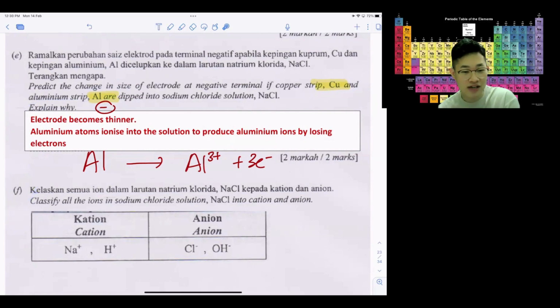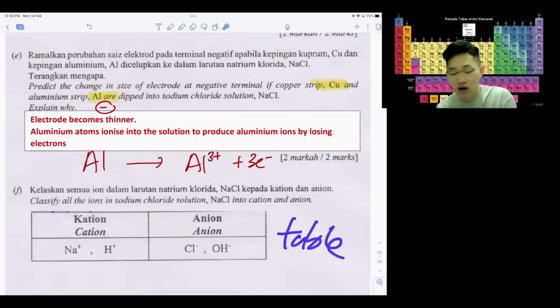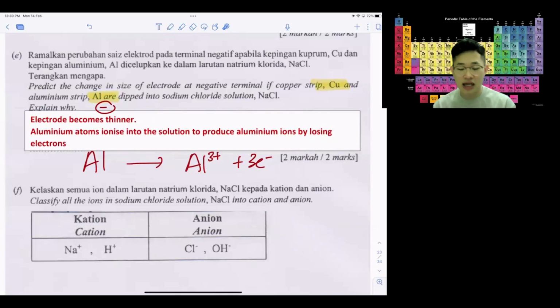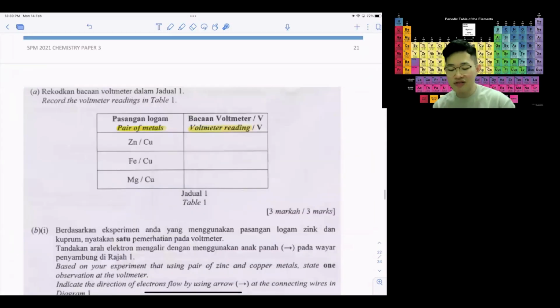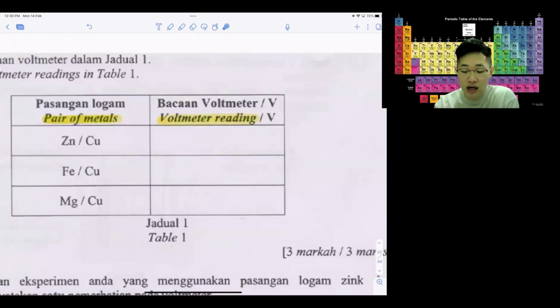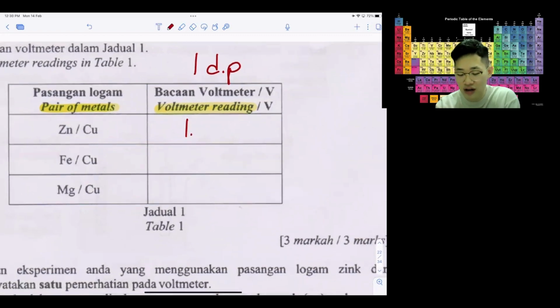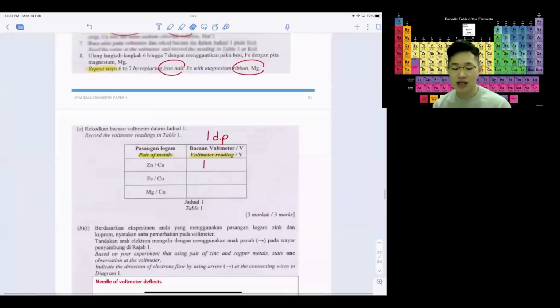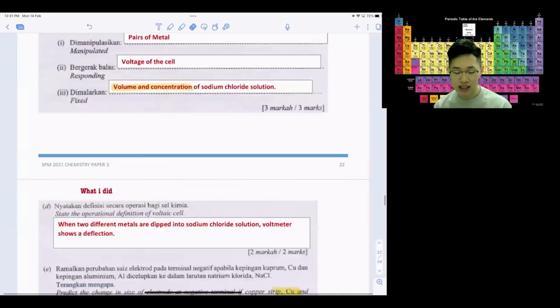Classification. Classify ions in the sodium chloride solution into cation and anion. Remember to draw a table for classification if the table is not given. And one more thing here. When you are taking the voltmeter reading, you have to use 1 decimal place. That means if the reading is 1, you have to write 1.0. If you just write 1, no mark. So this is the voltage sum. These are the things that you have to study.